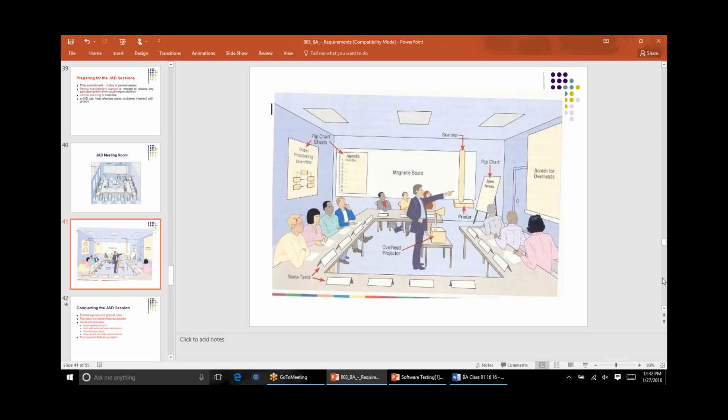This is just an example of how this workshop can look like. A picture depicting a typical workshop. In that you have a flip chart, a screen board, a scanner, a projector. This is the facilitator. We have business users. Everybody normally has nameplates too, so people know who is there and all those different things.